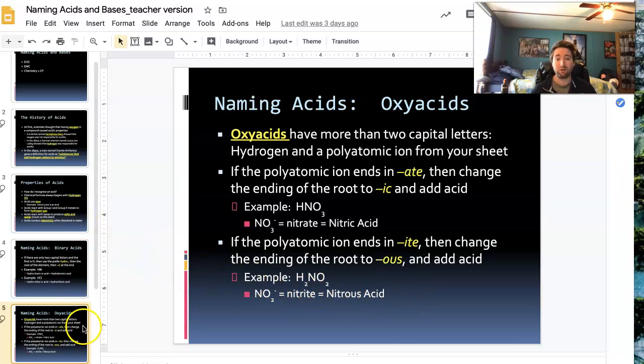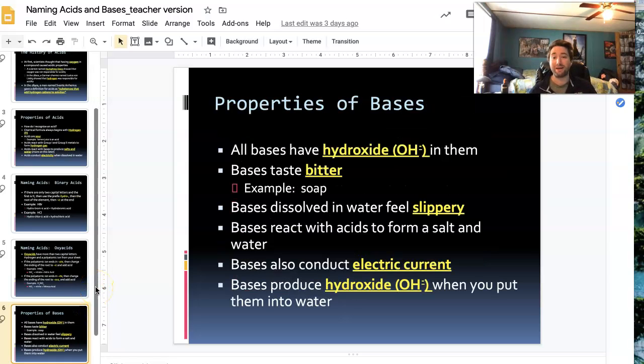All right, so those are pretty easy. Naming them is pretty easy. So let's talk about bases now. So bases are kind of the opposite of acids. And all bases have the polyatomic ion hydroxide, or OH, in them. Okay, so all bases, they are going to taste bitter. If you've ever gotten soap in your mouth, it tastes very bitter. Or if you like eating soap, then you probably know that it tastes bitter.